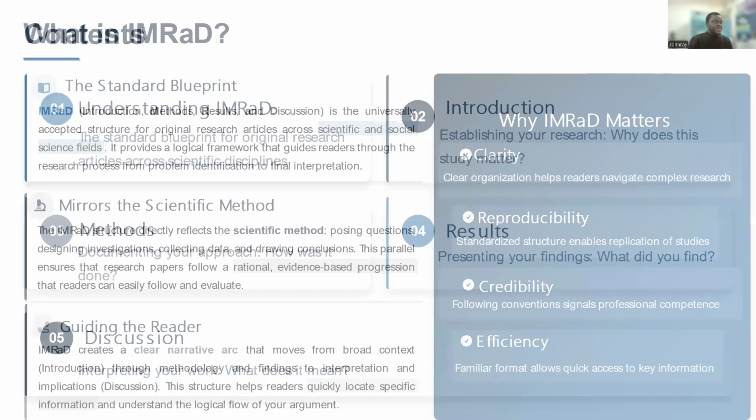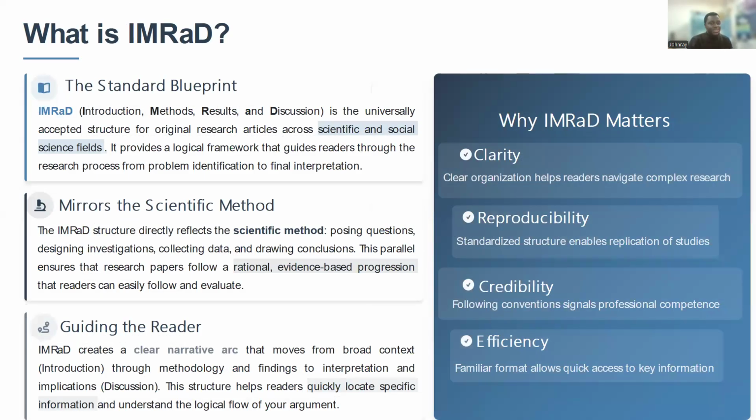Now we are moving straight into the first section, which is understanding what IMRaD is. Basically, it is the standard blueprint. What does it mean? It means that this is what is placed there, the standard. It is the basic thing. If anyone wants to go into academic writing, he or she must understand this structure. If you understand it, you'll be able to write whatever you have to communicate to the academic community. It is very important. It is the standard.